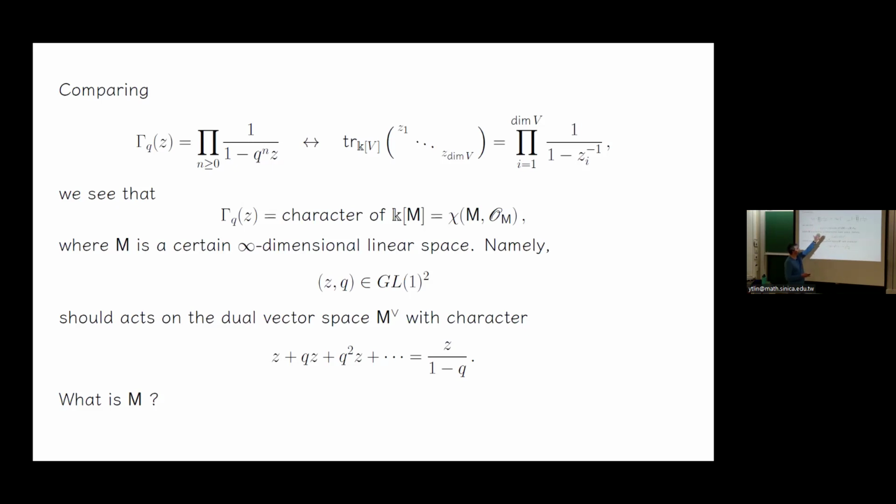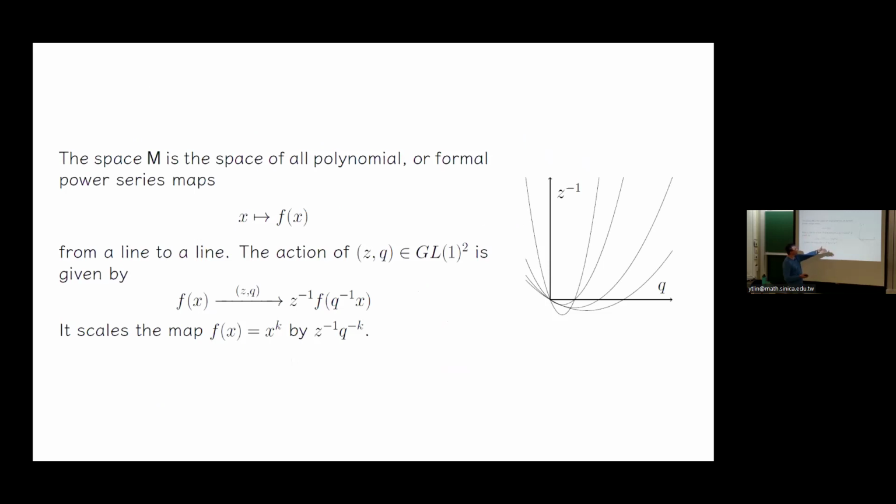So what is this infinite dimensional space M? Well, it's just a space of polynomials. If you want to compute the character, it doesn't really matter whether you view your functions as functions on the space of polynomials or the space of formal power series. So you have an infinite dimensional vector space, which is either the space of all polynomials or all formal power series. These are the spaces of maps from a line to a line. Its basis is given by 1, x, x squared, and so forth, countably many basis vectors.